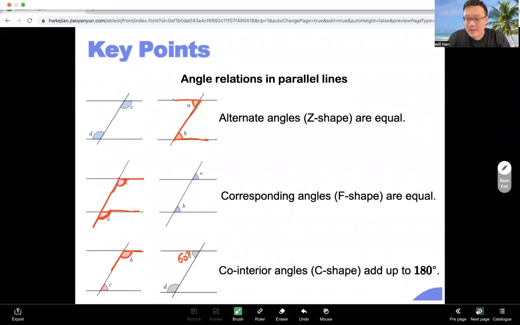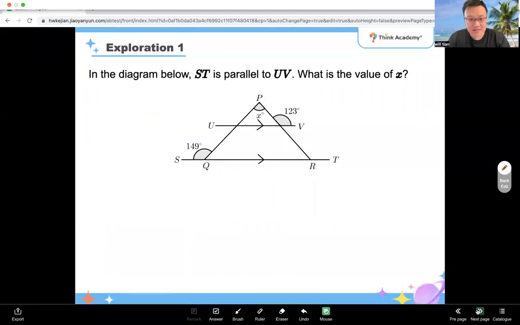So, are you happy to move on to some questions that you can solve? Yep. No problem. Let's see. I think this question is not very hard, so take a look at this. It says, in the diagram below, ST is parallel to UV. So you've got two parallel lines, right? PQ crosses these two, and PR also crosses these two parallel lines. That means you can use the F shape, the C shape, and the Z shape to solve the question.